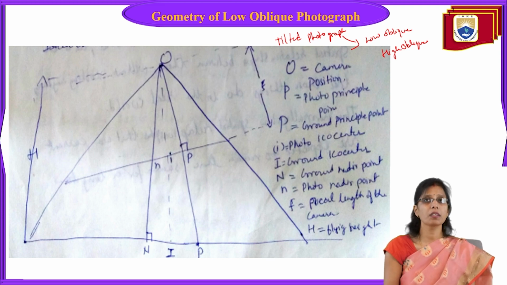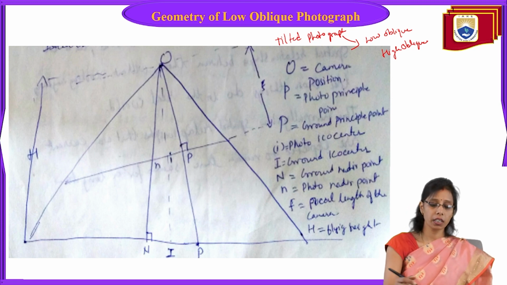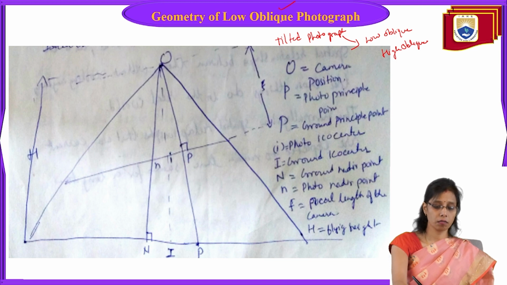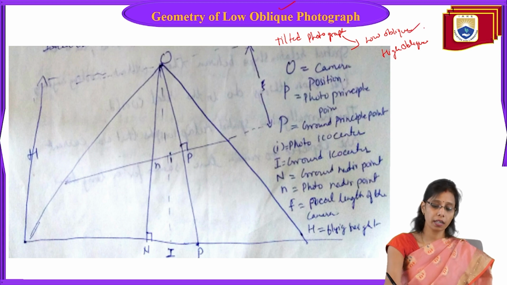We remember we discussed this in the previous lecture. So with a 30-degree angle, it is a low oblique photograph, and here we are just discussing the low oblique photograph. And a high oblique photograph is one with the camera inclined at an angle of 60 degrees. The difference between low and high is that here the horizon is not visible.